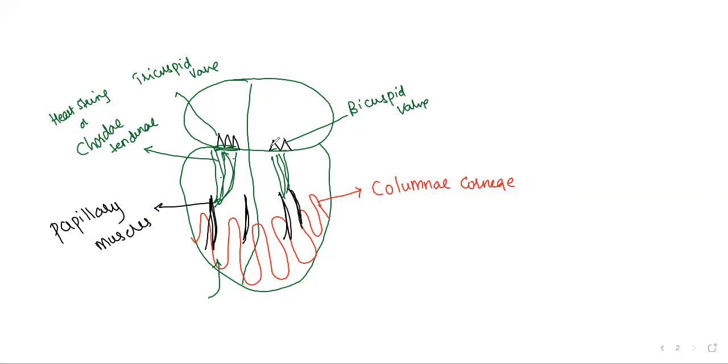Tricuspid and bicuspid valve, columnae carneae or trabeculae carneae that we are seeing here in this diagram. I am going to show columnae carneae, papillary muscle, chordae tendineae, and the tricuspid and bicuspid valves. The connection between the tricuspid and bicuspid valves and the papillary muscle is called the chordae tendineae. Okay, is it clear?